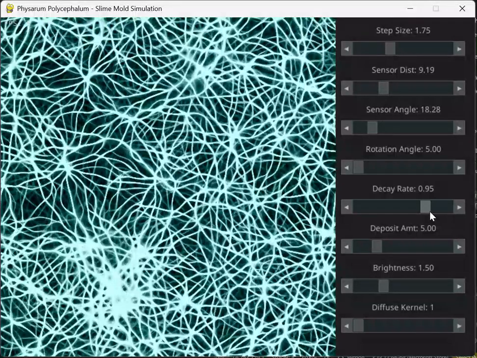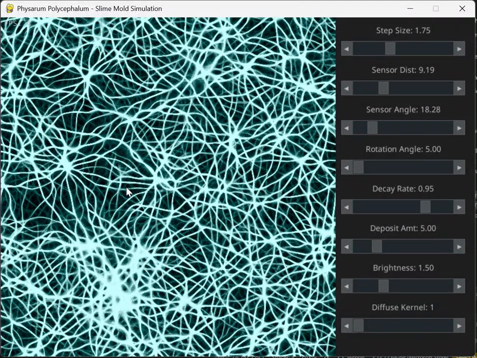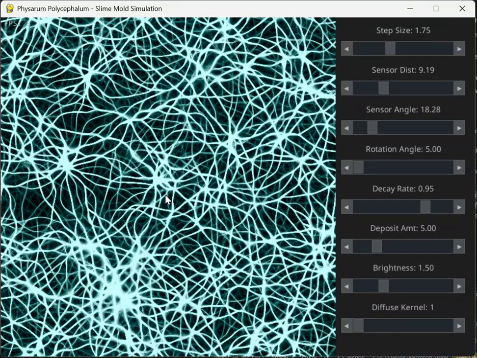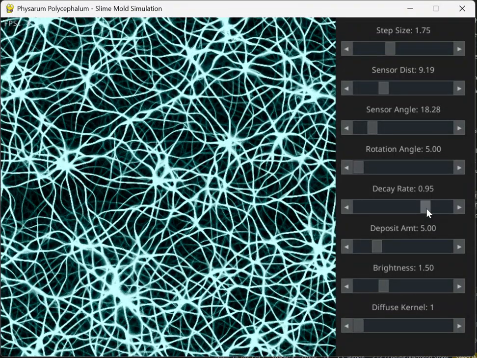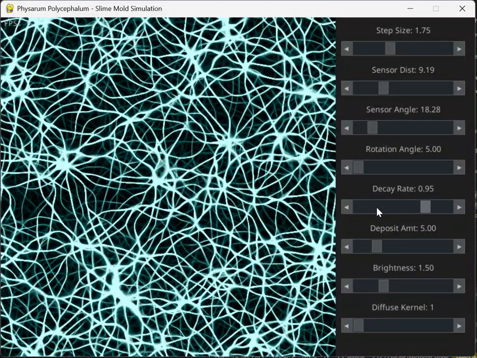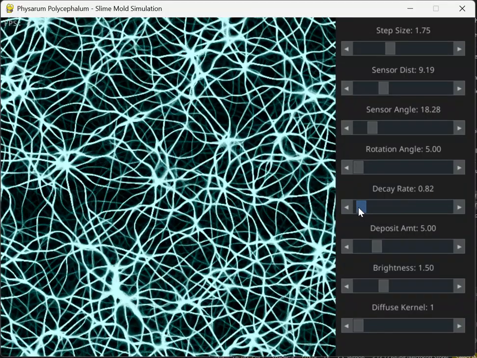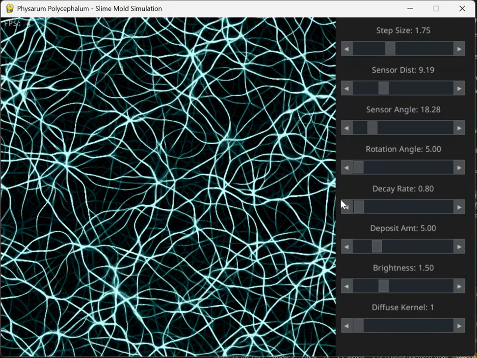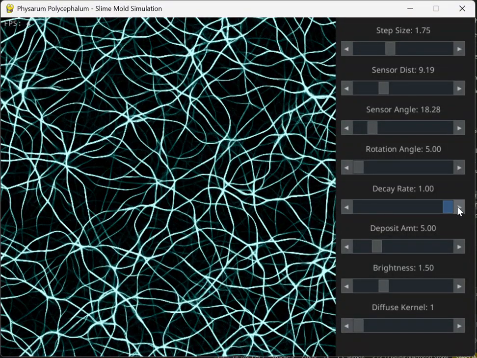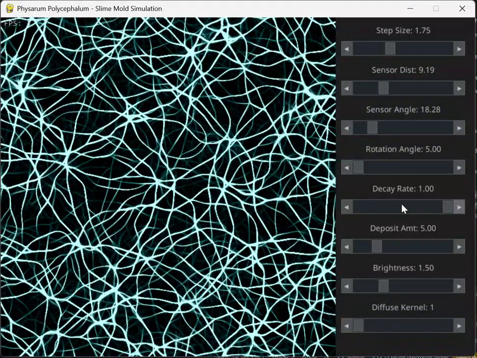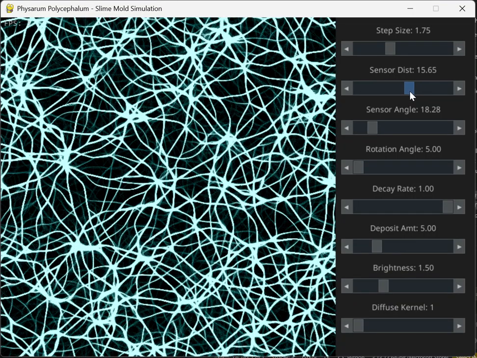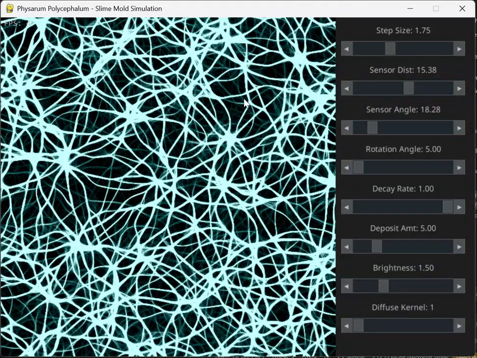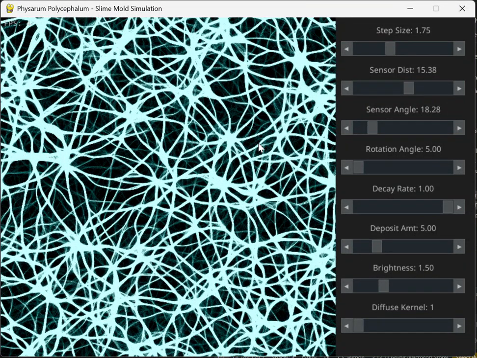The fifth is the decay rate. As you can see, as each agent moves, it leaves behind a trail of chemicals. So this is the decay rate: by how much should each chemical trail decay? If I reduce it, the thinner trails will be removed as they will decay early. And if I keep the decay rate at minimum, no amount of trail will be removed and it will make a denser network. The deposit amount is how much chemical each agent should drop.